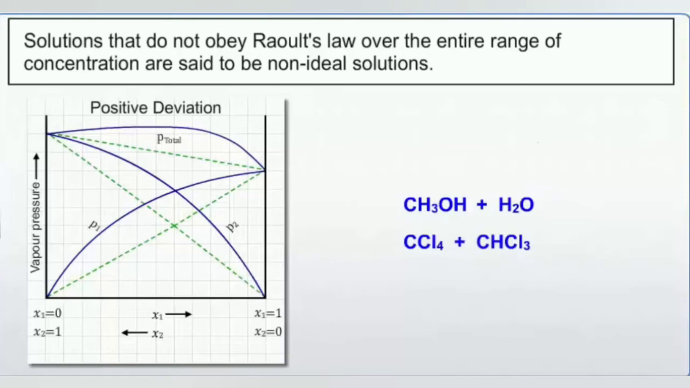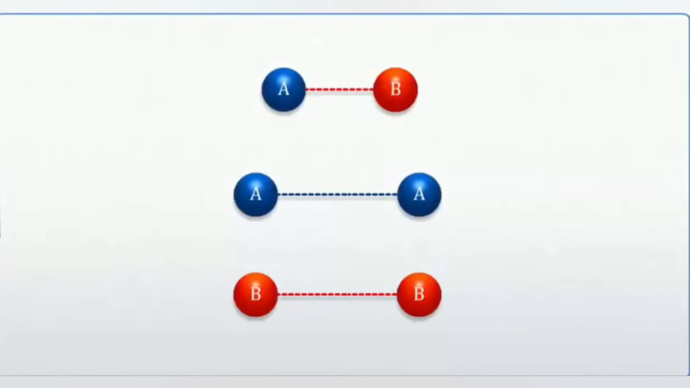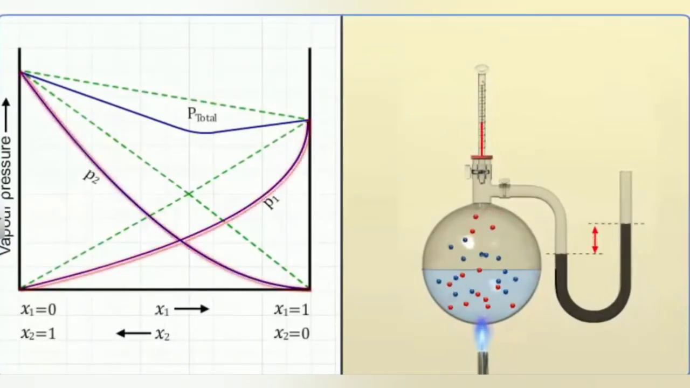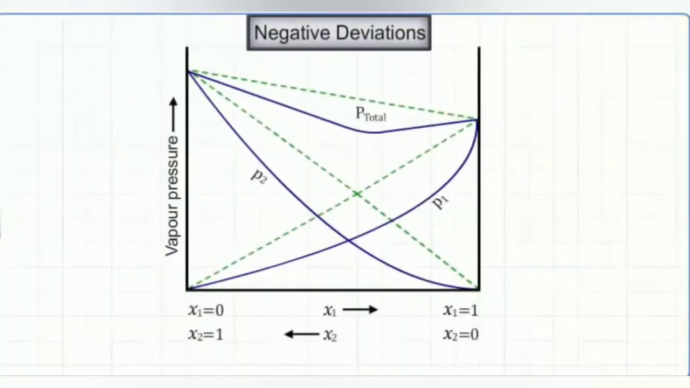On the other hand, if the magnitude of A-B interactions is greater than the magnitude of A-A or B-B interactions, the escaping tendency of A and B type of molecules decreases and the partial vapor pressure of each component decreases. This in turn results in the decrease of the total vapor pressure of the solution. Such types of solutions are said to show negative deviations from Raoult's law.